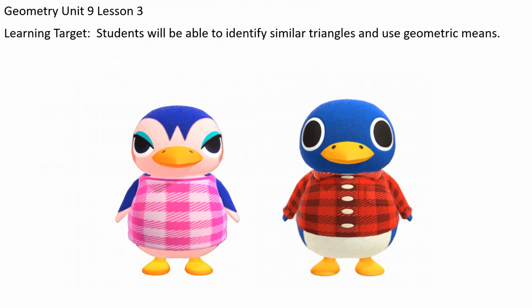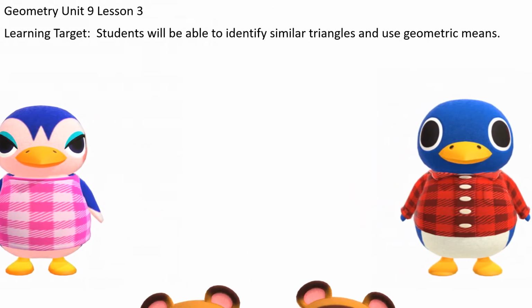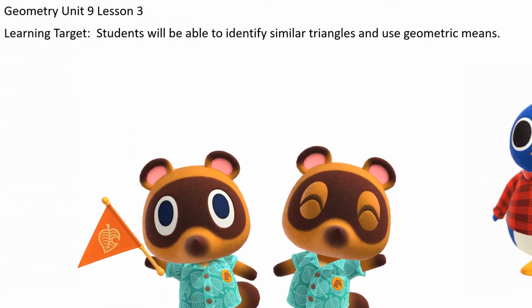Okay, what are those things? Hey, similar triangles. And we're going to use geometric means. So the similar triangles are just kind of a lead up so we can figure out what on earth is a geometric mean.